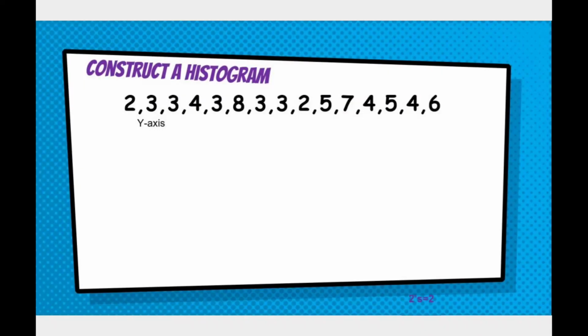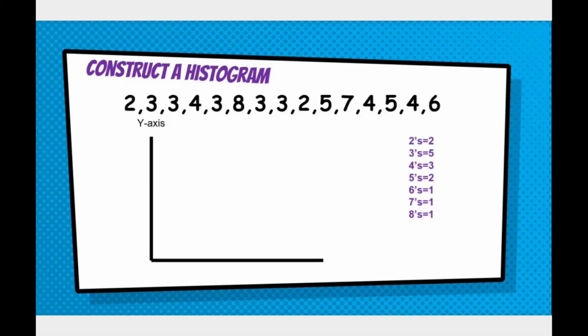So we're going to construct a histogram real quick, and I'm also going to show you how to do this in Google Sheets for a second, but we'll do this one by hand first. So I have all of these different data values, and I'm going to count them up because I need to figure out my frequency. If I look at this list, I have 2 2s, I have 5 3s, 3 4s, 2 5s, 1 6, 1 7, and 1 8.